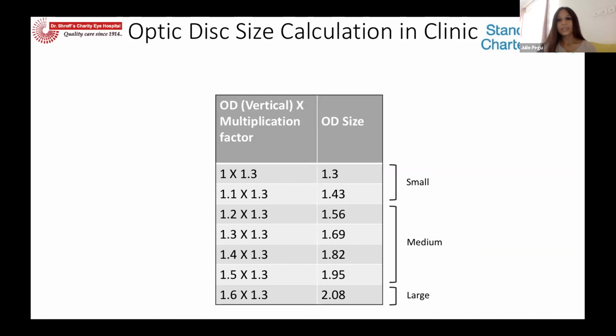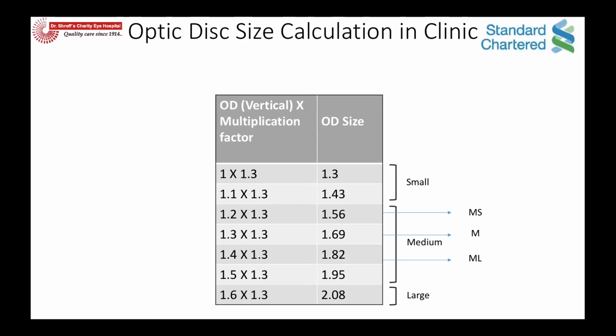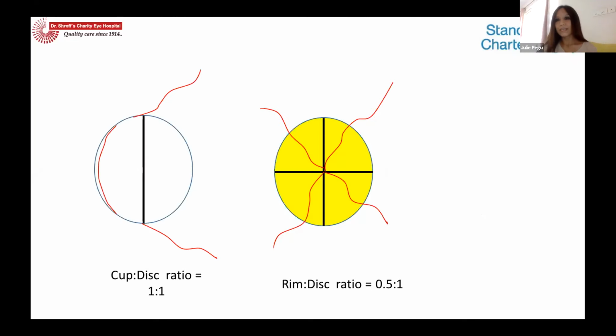You can see that the medium optic disc has a huge variation. It can be towards a smaller size or a larger size. So for simplicity, what I do in my clinic is, when the optic disc size is towards the small side, I write MS, so that it tells me that it is a medium optic disc but towards a smaller size. And when it is towards the larger side, I write ML, which means that it is a medium optic disc, but towards a larger size, because it is the size of the optic disc that is important to us.